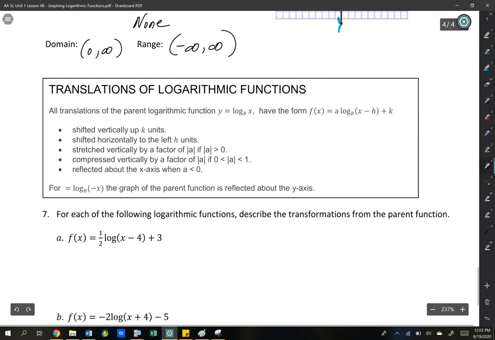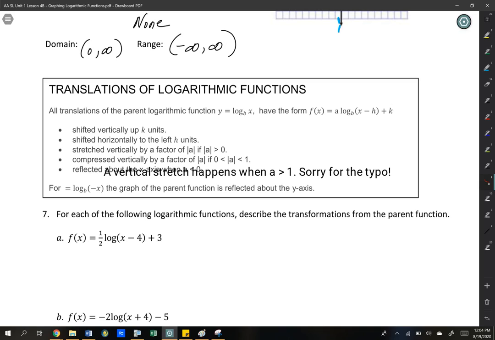All right, last little bit here of this lesson, looking at translations of logarithmic functions. And we've talked about it at the beginning of the lesson, and we've been examining the graphs, right? If we are going up vertically or we're going down vertically, a vertical shift is always going to be denoted by this value of k. So shifting vertically. Shifting horizontally is always going to be denoted by this value of h. Stretching vertically is going to be this value a.